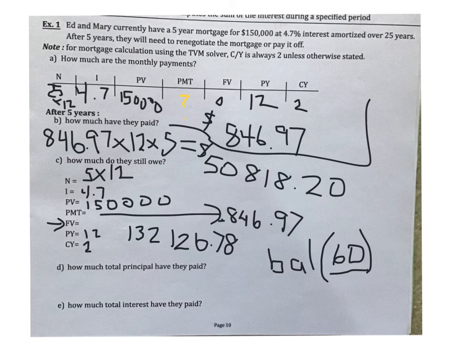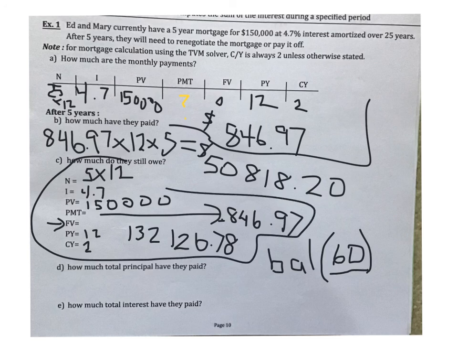When I did it, I got 132,126.78. So it matched exactly. Sometimes it's a tiny bit off just for rounding, but it matched exactly. So just keep in mind, if you had a question where it said, how much do you still owe? There's two options now. You can do this whole method, which is create a whole new solver window, or your work would be literally putting the BAL, brackets, 60, and then you just write what the answer is.